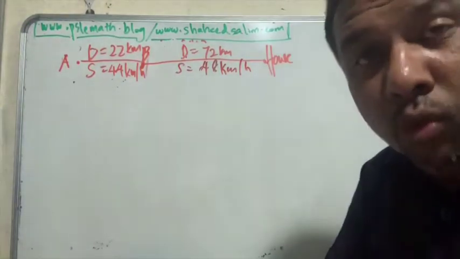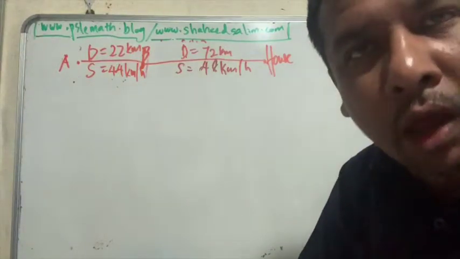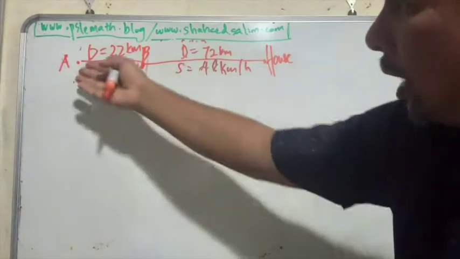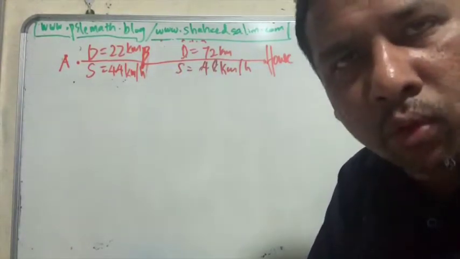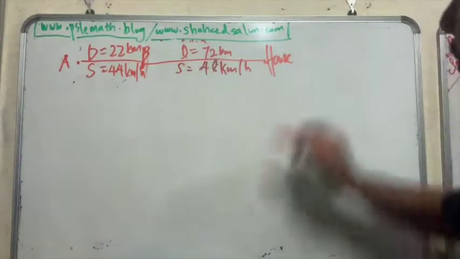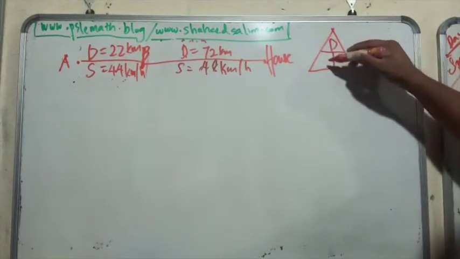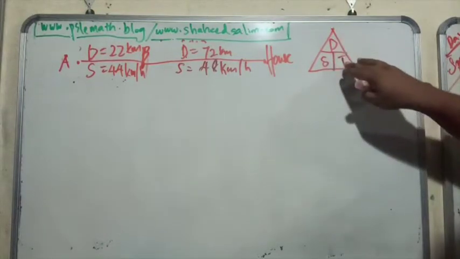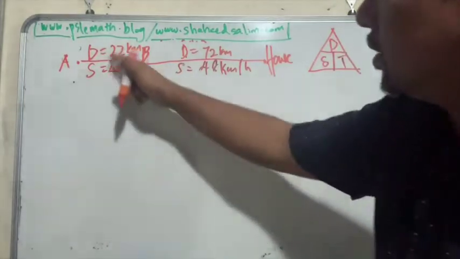So the question asks you, what is the time taken for the whole journey? Well, to find out how long he took to travel the whole journey, you need to find out the time here and the time here. Well, the formula for speed is DST. You want to find time, so time is distance divided by speed.